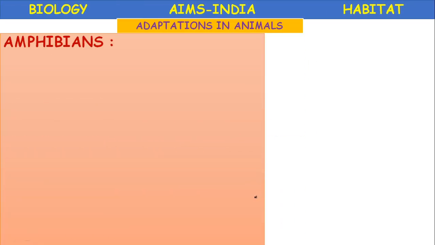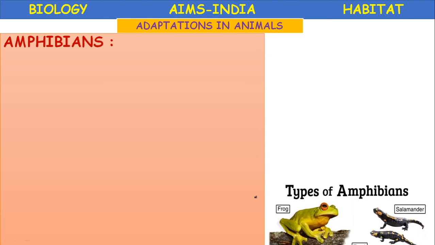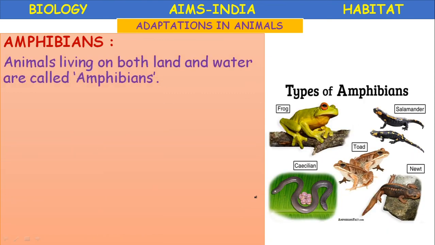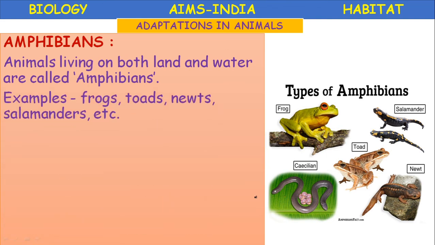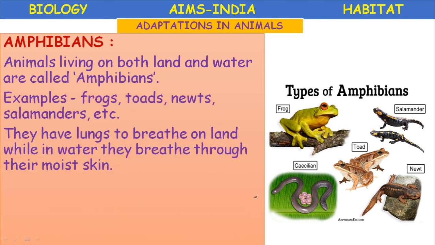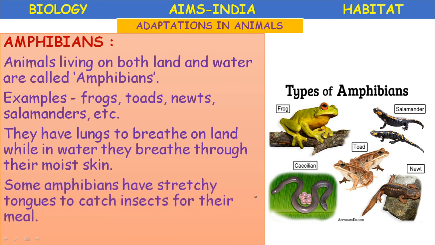The amphibians have lungs to breathe on land, while in water they breathe through their moist skin. Some amphibians have a stretchy tongue to catch insects for their meal. For example, the frog has a protrusible tongue, it throws its tongue to catch the insect or prey. Okay, that is also an adaptation.